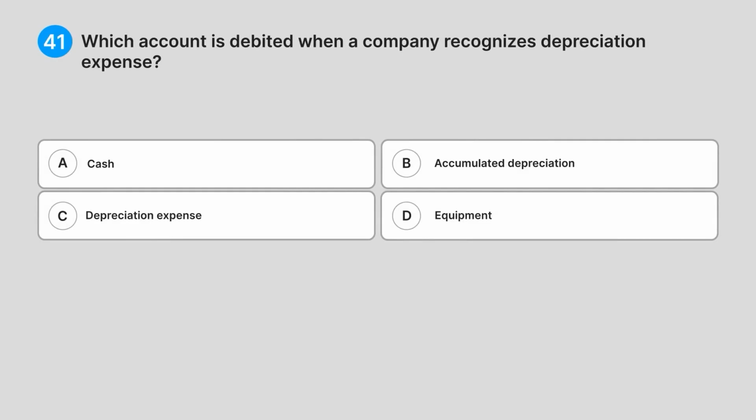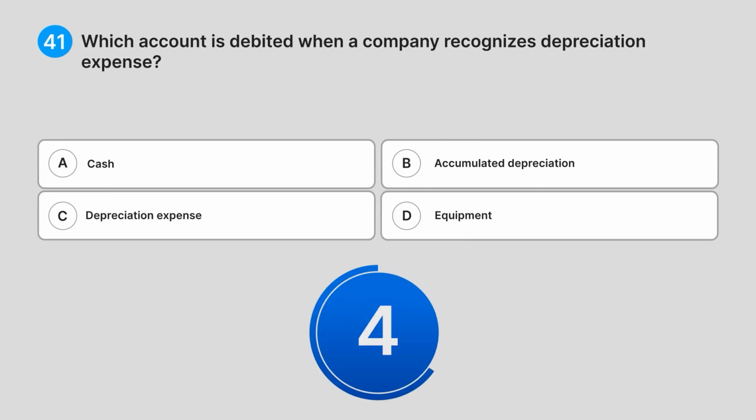41. Which account is debited when a company recognises depreciation expense? A. Cash. B. Accumulated depreciation. C. Depreciation expense. D. Equipment. Can you guess the answer?